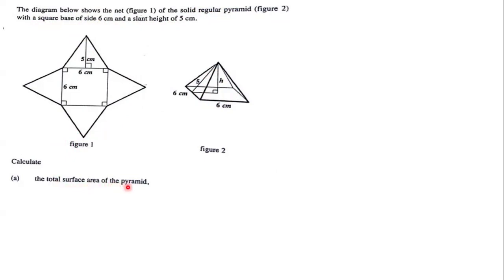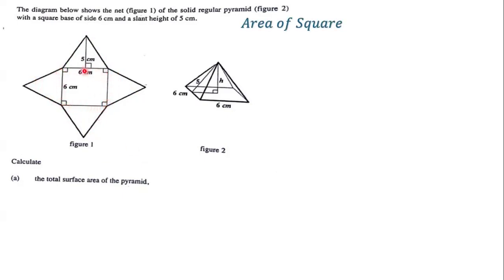Now, in order for us to figure out the total surface area of the pyramid, we have to find the area of each shape. And then once we find the area of each shape, we add up all the areas, and that's going to give us the total surface area of this pyramid. And so we have to first figure out the area of the square.